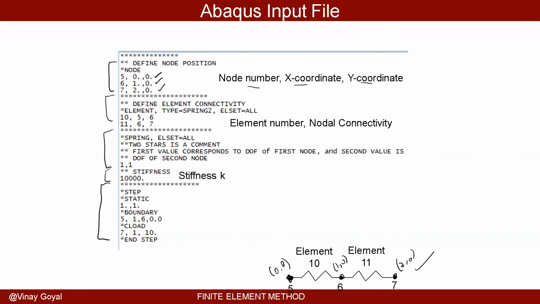And then you have to define the element connectivity, which I already discussed, the code number. So element 10 is connecting nodes 5 and 6. Element number 11 is connecting nodes 6 and 7. So that's what you provide. The type of element in Abaqus is called spring 2. And I created a set. I just created a set because I like to have sets.